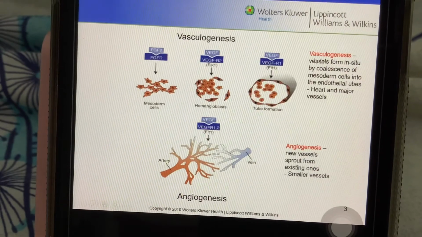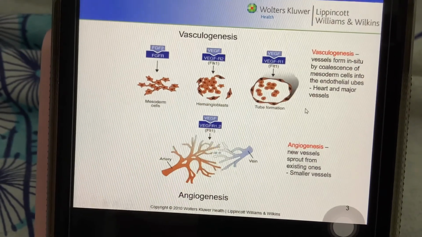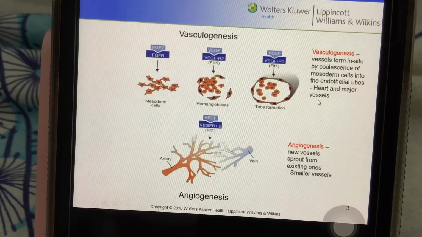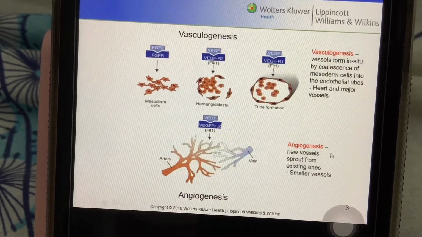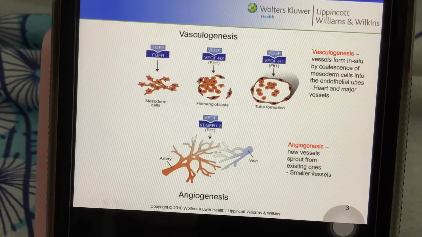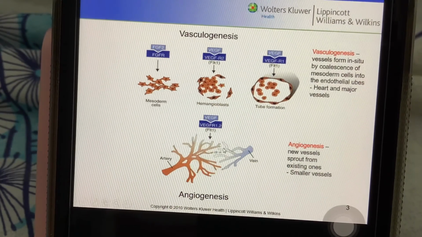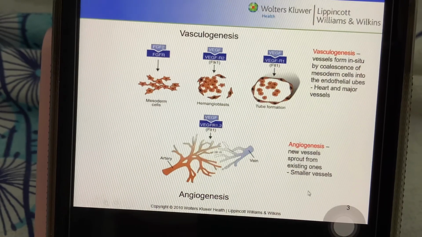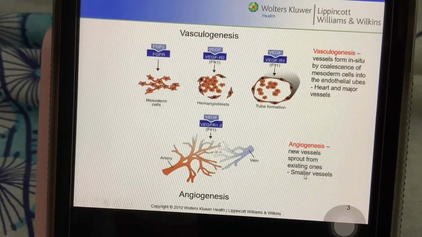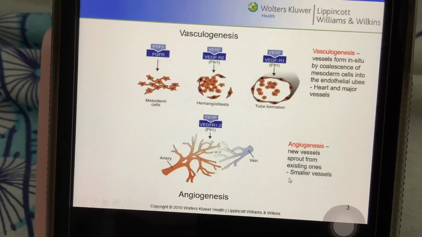So vasculogenesis is where the heart and the major vessels are formed. While angiogenesis is where new vessels sprout from existing ones. So smaller vessels are formed by the process of angiogenesis.